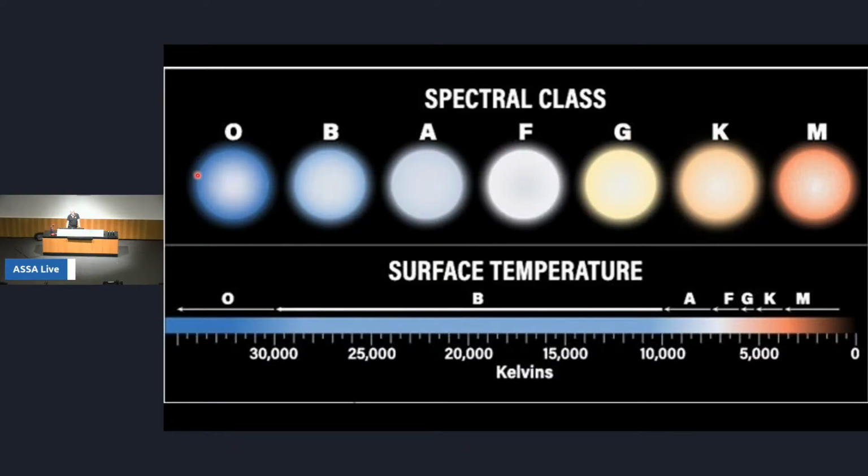And as you can see, an O-class star are the hottest stars. These are the temperatures here. So these are greater than 30,000 Kelvin surface temperature, all the way down to M-class stars, which are the coolest stars, usually around about 2,500 degrees. And the G-class stars like the Sun, their G-class here, they're about 6,000 degrees.